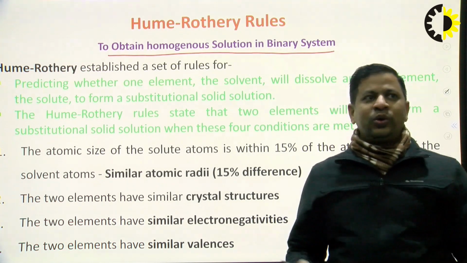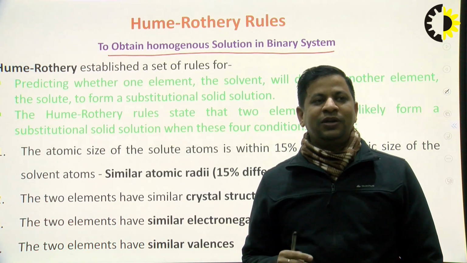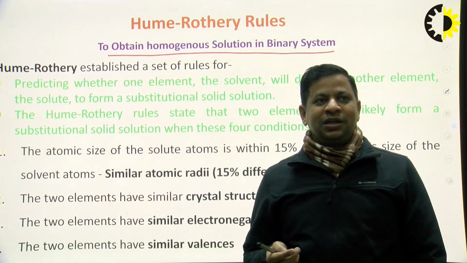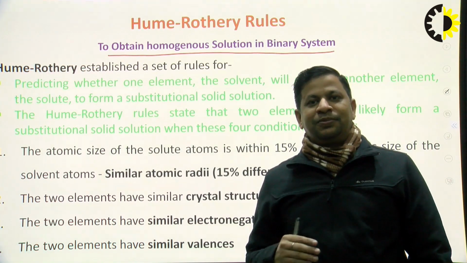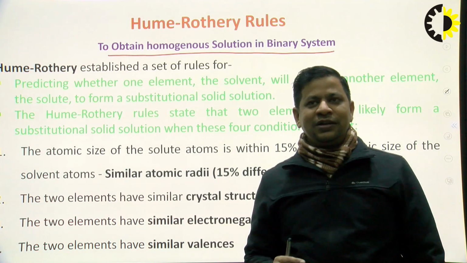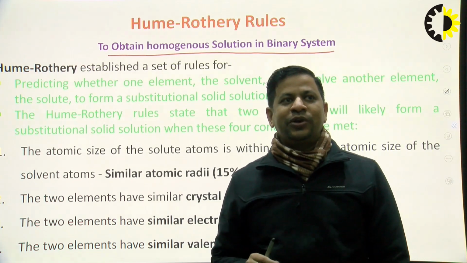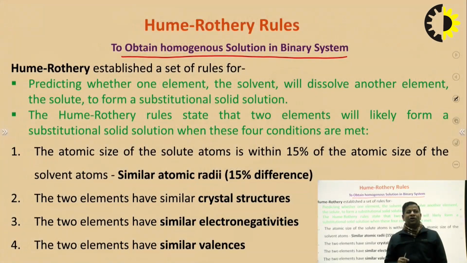How are we going to get this homogeneous solution in a binary system? As you know, a binary system is one where we mix two elements, and we are going to discuss whether they are properly mixed in all ways or not, and how we become sure, when we are mixing two elements, that they are going to mix properly and make a homogeneous solution. If we follow certain rules defined by Hume-Rothery, then we will easily get a homogeneous solution in any kind of binary system.